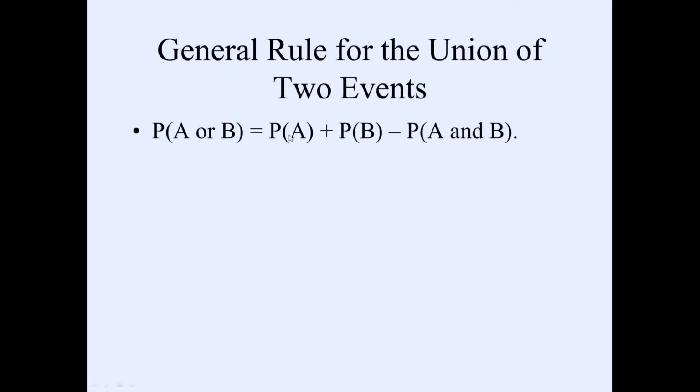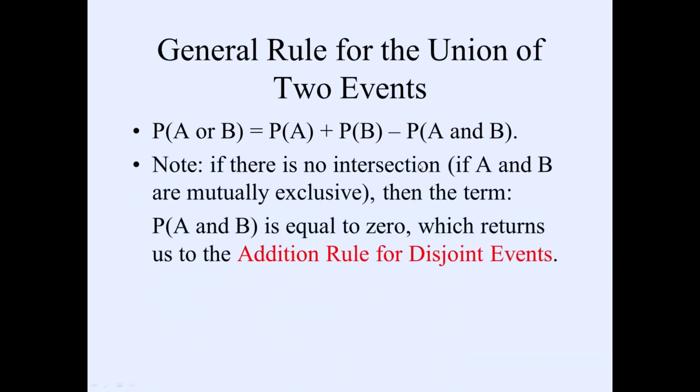Probability of A plus the probability of B minus the probability of A and B gives the probability of A or B. And since it's general, it's supposed to work for disjoint as well as joint events. Well, the thing is, in a disjoint event, this term equals 0 because there's no overlap. There's no place where you find A and B together. So note, if there is no intersection, if A and B are mutually exclusive, then the probability of A and B right here is equal to 0, which returns us to the addition rule for disjoint events.